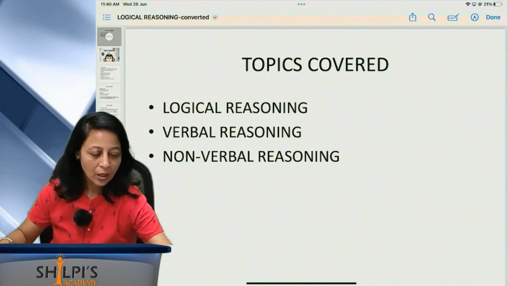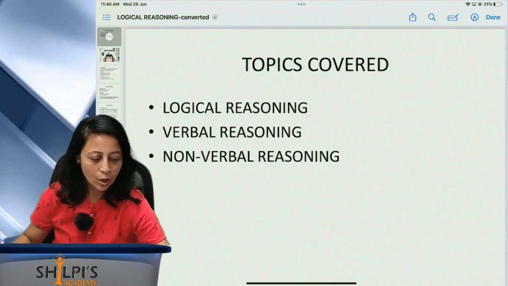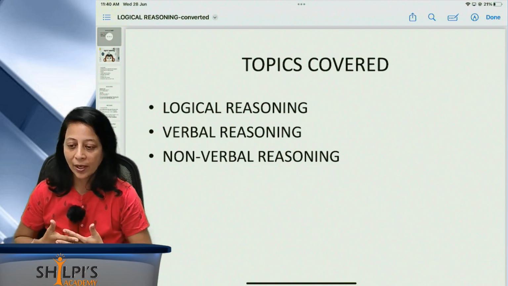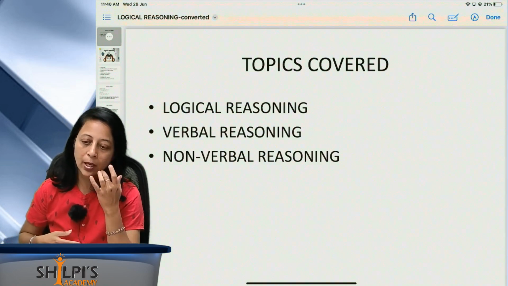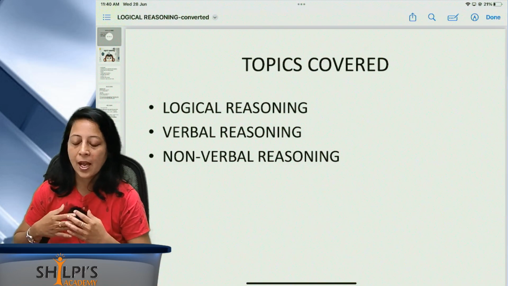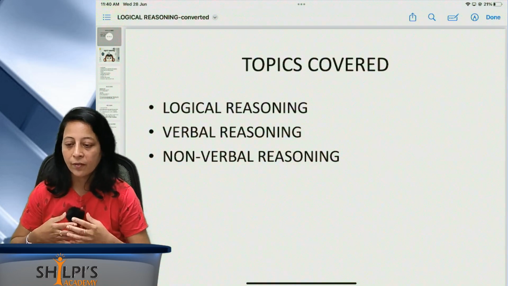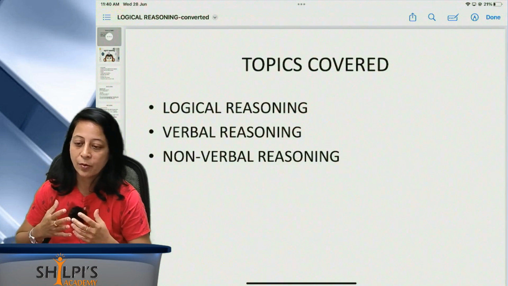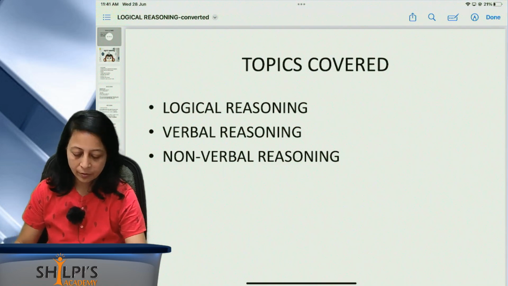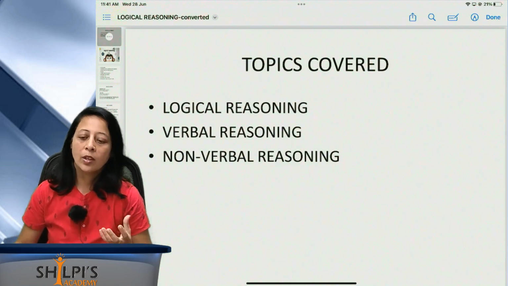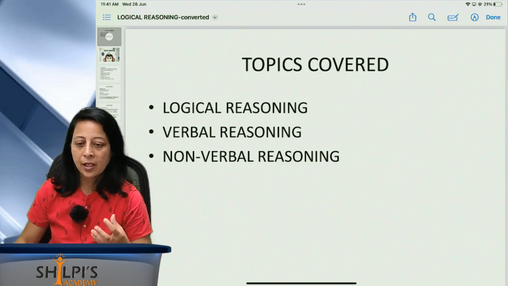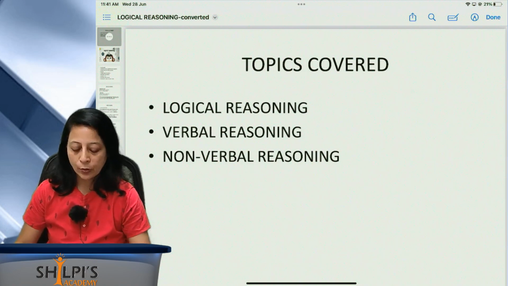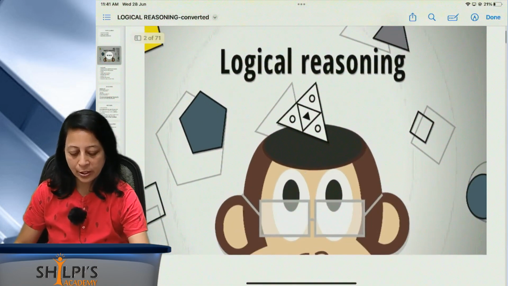So now we'll get into our logical reasoning in a very fast and quick revision at a glance, so that whatever topics have been asked in CSEET will get covered in a short session, which is very easy for you to grasp. The topics I will cover are logical reasoning, verbal reasoning and non-verbal reasoning. First we will do logical reasoning.